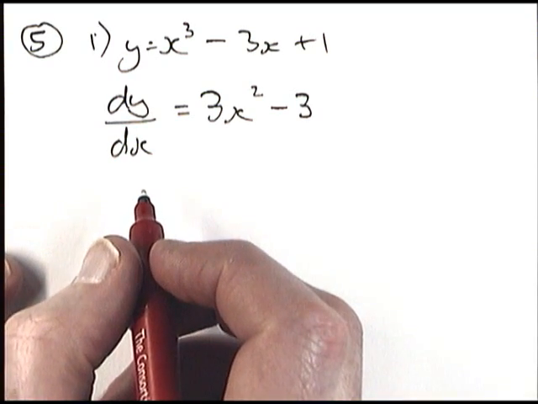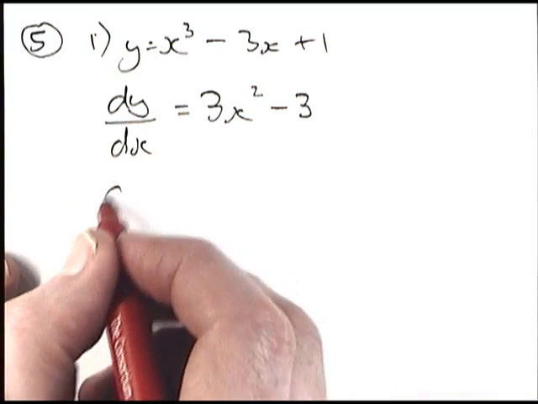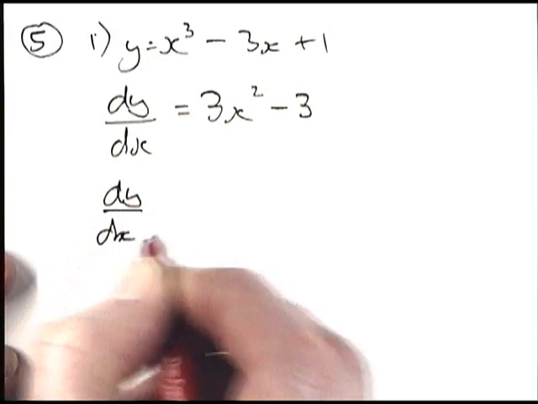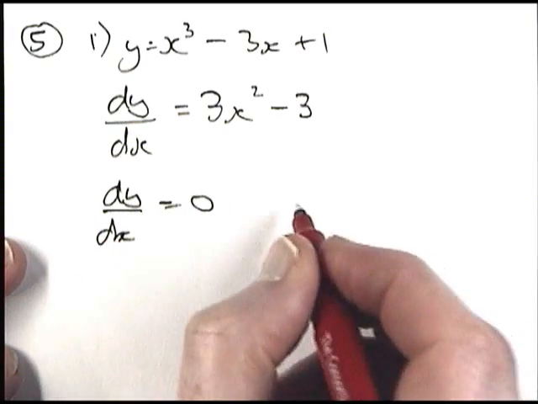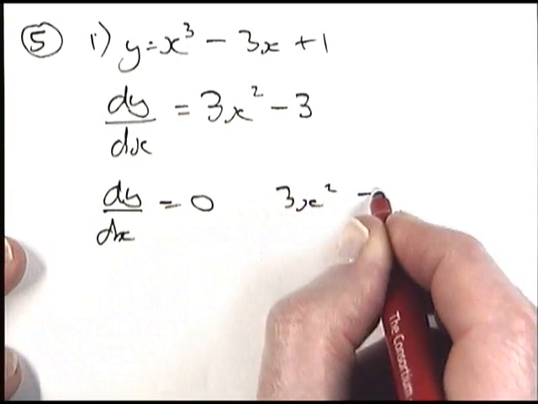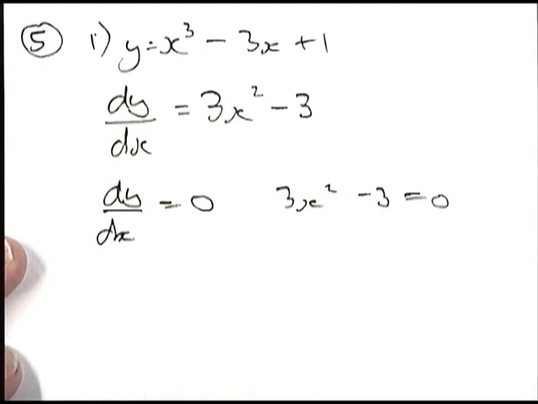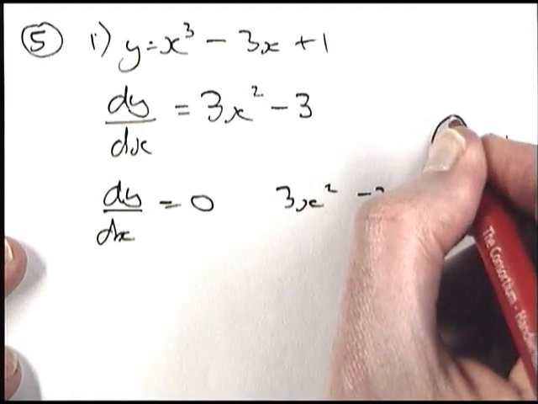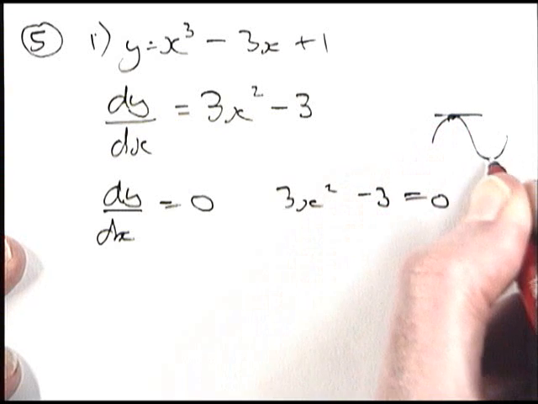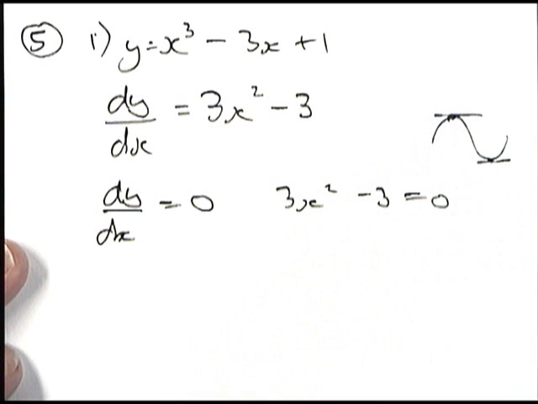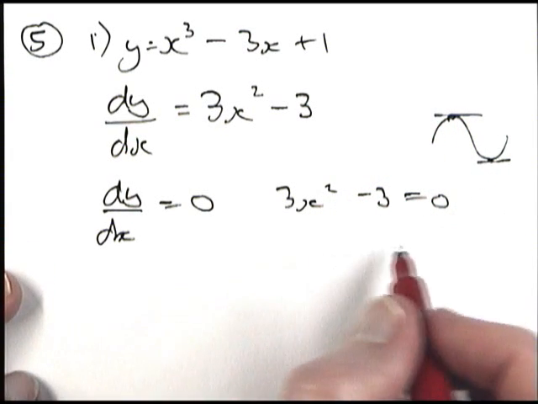Now, for a maximum or a minimum point, the gradient is equal to 0. So we need to put dy dx equals 0, which means 3x squared minus 3 equals 0. Think of it, at a maximum or a minimum point, the tangent will be flat, so that's why we put the gradient equal to 0. So we need to solve this equation.